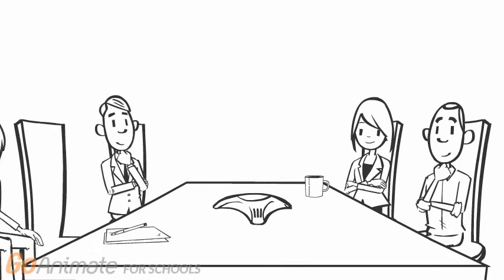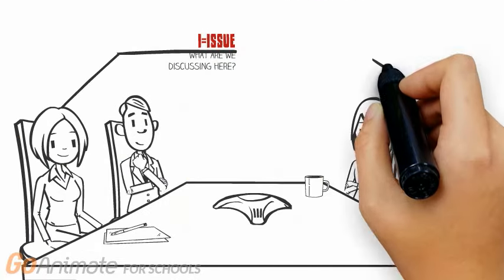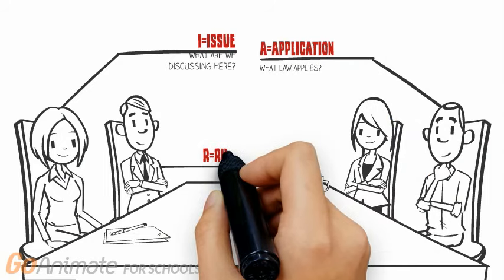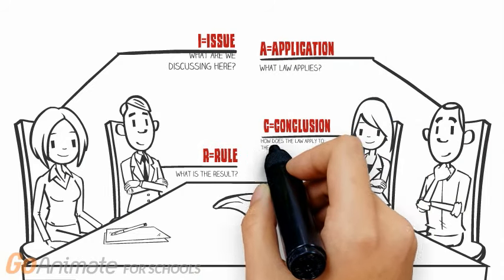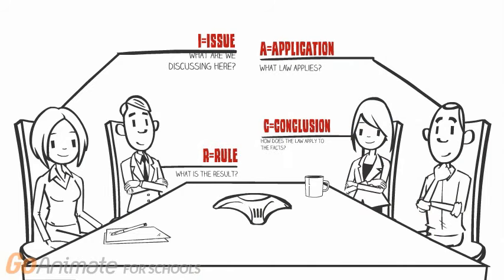So here you have it. I is issue, what is the issue? R is rule, what is the law that applies? A is application, how does that apply to your case? And C is conclusion. What do you conclude about that particular legal issue?